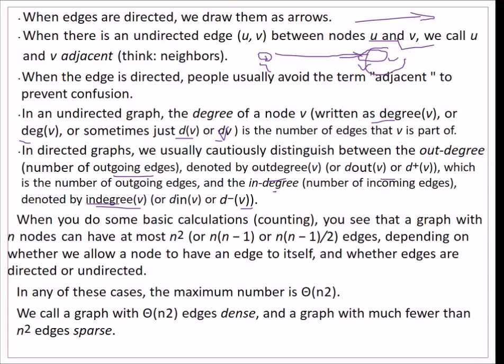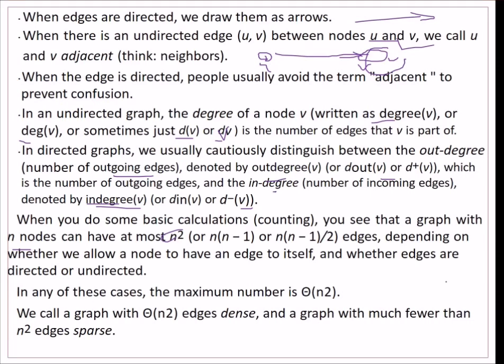When you do some basic computation, you perceive that a graph with n nodes can have at most n square, or n times n minus 1, or n times n minus 1 by 2 edges. Which one depends on whether we allow a node to have an edge to itself or not, and whether the edges are directed or undirected. So undirected, directed, and self-loops: in these three variations we can have n square, n times n minus 1, and n times n minus 1 by 2 edges at most.